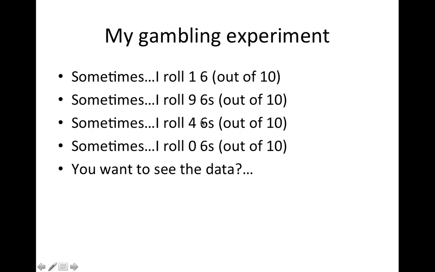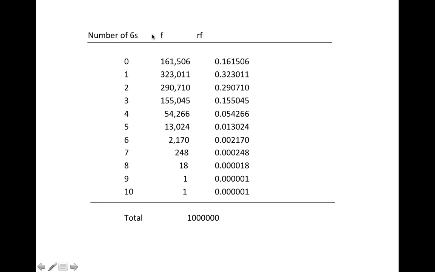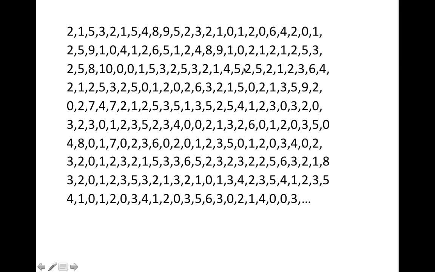I just rolled the 10 dice and I counted how many sixes I had. The first time I rolled 10, I got 2 sixes. Then I got 1 six. Then I got 5 sixes. Then I got 3. Then I got 2. Then I got 1. And then what I did was I took these data and summarized them in a relative frequency distribution and a frequency distribution. And here's what that looks like.